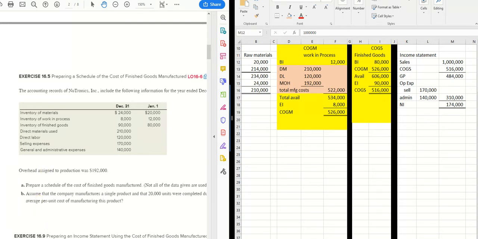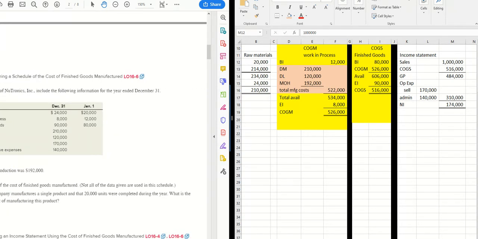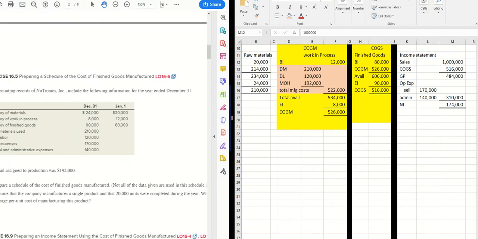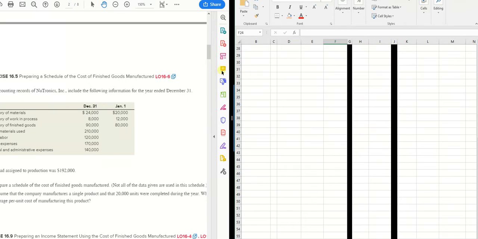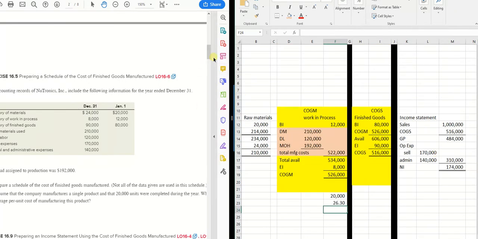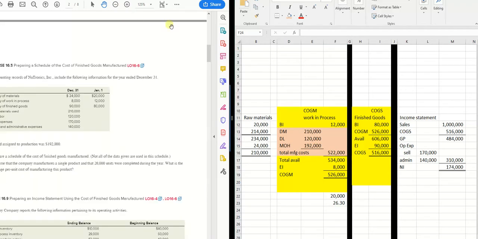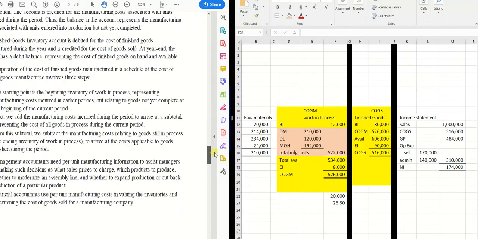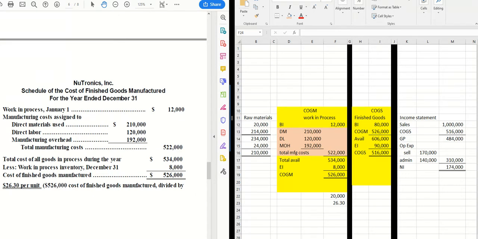So now we assume that we manufacture a single product and that 20,000 units were completed. Notice I need to make sure it's asking for manufacturing cost per unit and not the cost of goods sold per unit. So I have 20,000 here, and I divide the 526,000 by the 20,000. I get 2630. So you can see I did it very quickly in Excel. Let's go through here, I have your solutions, and we can see if I did it right.